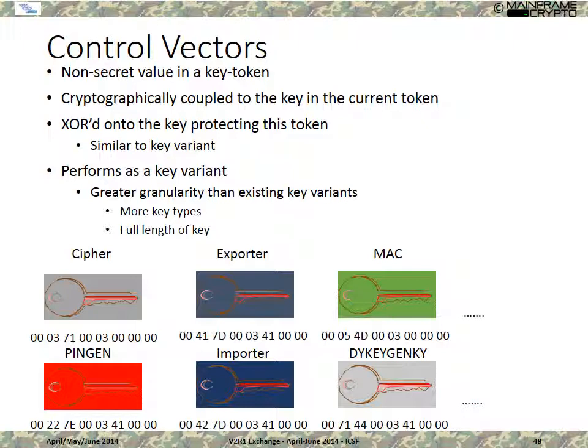You can't use a PIN-gen key in a ciphertext operation within ICSF. You'll get different results because of the application of the control vector.